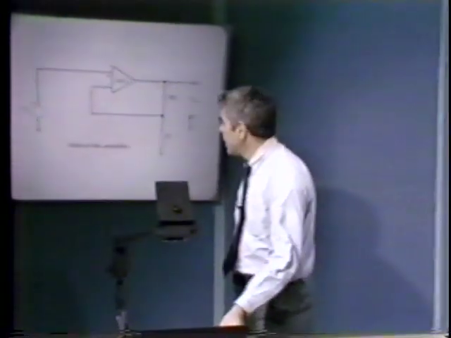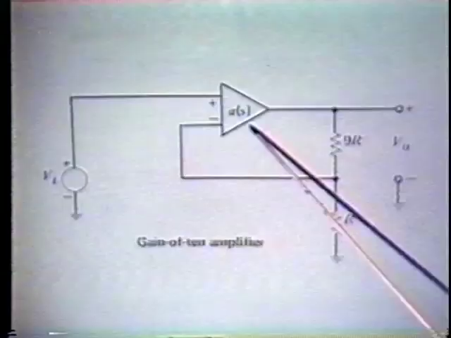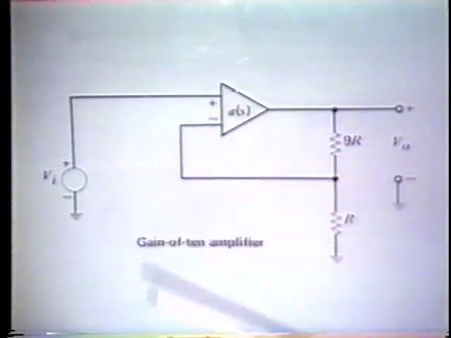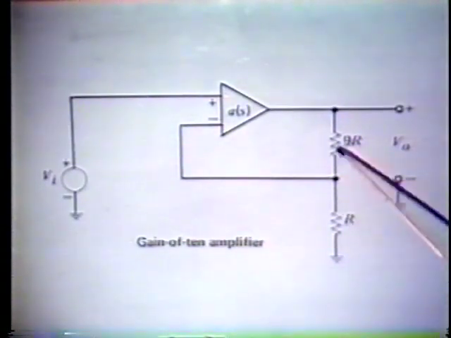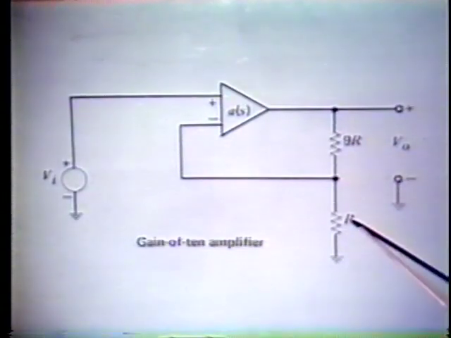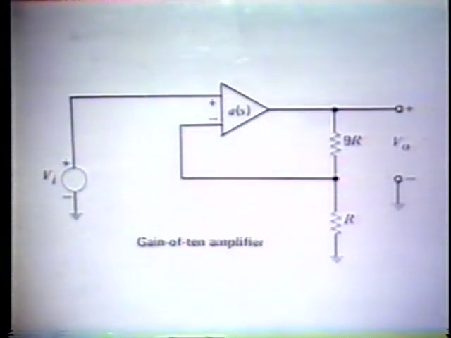Our application is a non-inverting gain of 10 amplifier, as I show here. So we simply take our operational amplifier, apply the input to the non-inverting input terminal of the amplifier, and since we're trying to get a gain of 10, we take the output, attenuate it by a factor of 10 through a 9R versus 1R network, and feed the attenuated version of the output back to the inverting input of the operational amplifier. So this configuration is the very familiar non-inverting amplifier. This time we happen to have set it up for an ideal closed loop gain of 10.